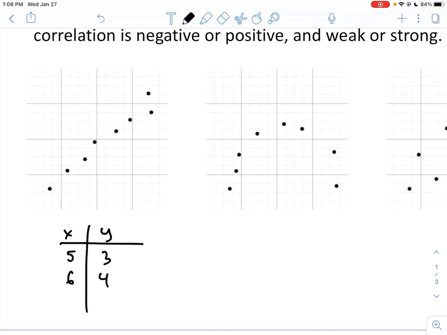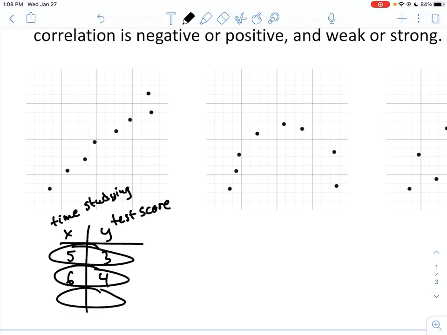And the two quantities are x and y, and x could stand for, for example, the time studying for a test, and maybe y stands for the test score. And each of these rows would be a different student. So this would be student 1, student 2, student 3, etc.